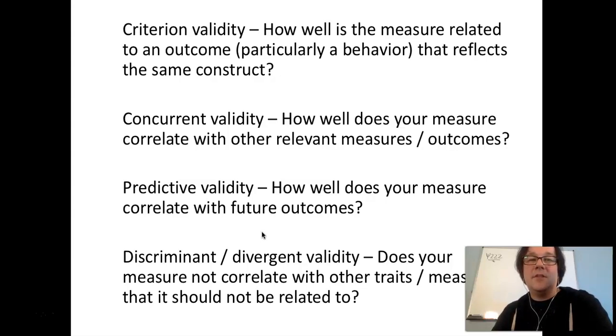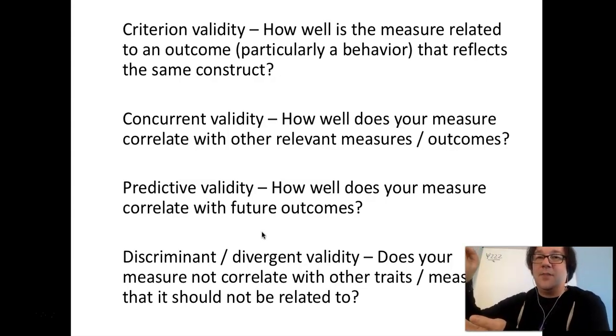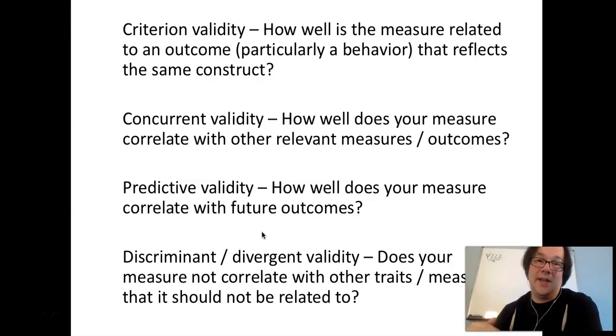So let's say we have a measure for depression. If I'm trying to measure divergent or discriminant validity, and I have this measure for depression, I would probably throw in a happiness scale too. So if you're scoring high on my depression scale, I would expect you to score low on the happiness scale. That would be discriminant or divergent validity.